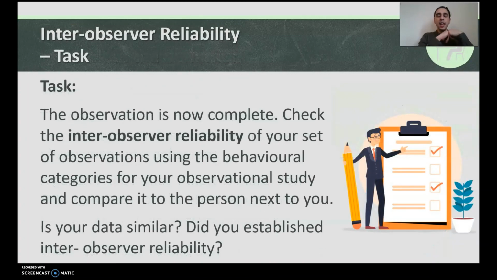Okay. The observation is now complete. You can stop recording all the things that I'm doing. Check the inter-observer reliability of your set of observations using the behavioral categories for your observation study and compare it to the person next to you. You might not have someone next to you. If you do, brilliant. Is your data similar? Did you establish high inter-observer reliability?